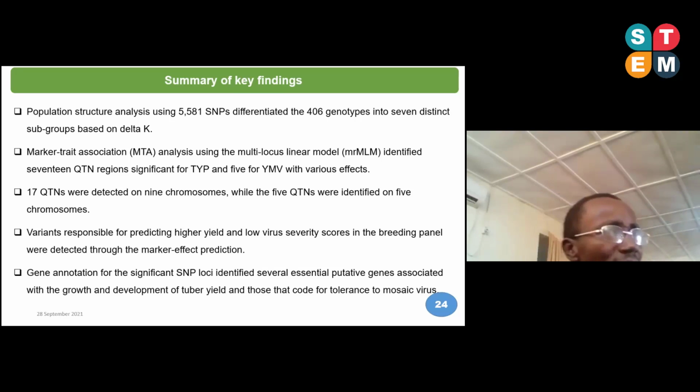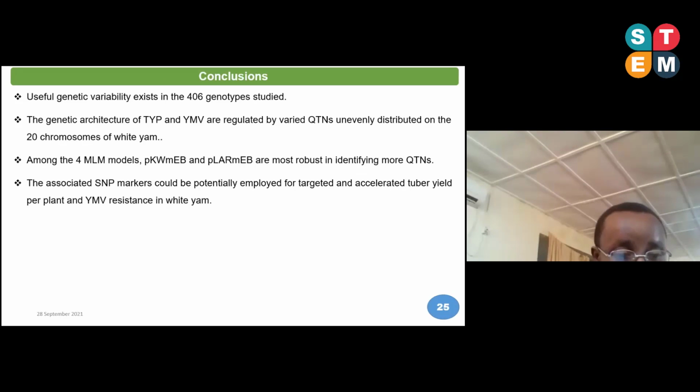Then gene annotation for the significant SNP loci identified several essential putative genes associated with growth and development. Putative genes like expansin. Expansin was detected even in the tuber. We had the OX and the IAA genes also identified, modulating growth. For the yam mosaic virus, we identified Geminivirus AL1, and a number of others were actually identified, to modulate or control even the expression of yam mosaic virus disease.